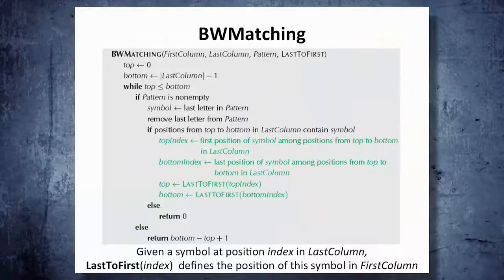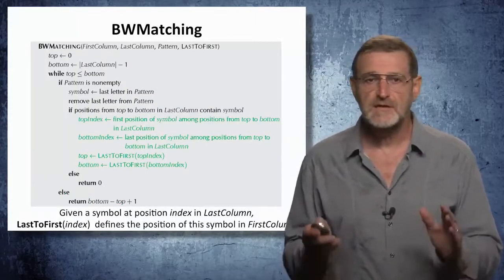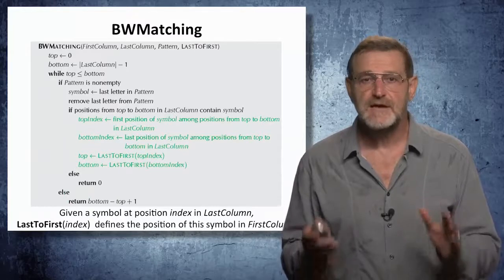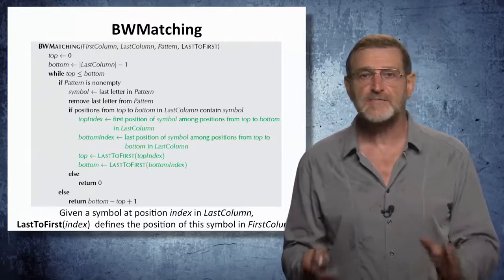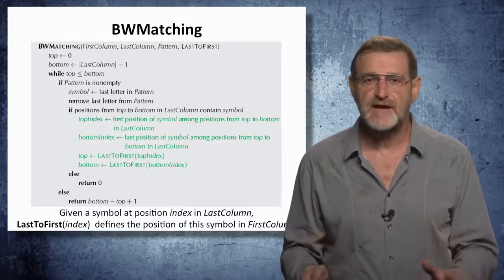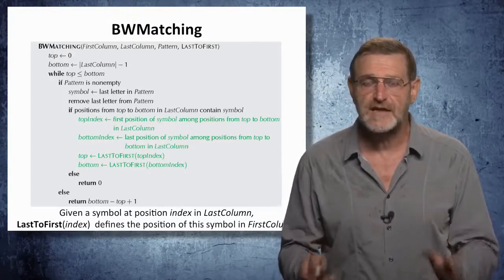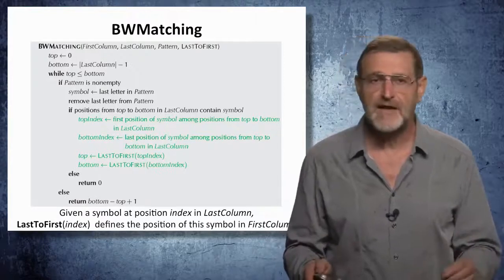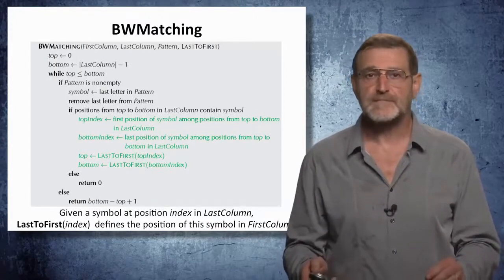The algorithm that I just described translates into the following BWMatching pseudocode. And you can see lines in green describe what we have been doing with top and bottom pointers. Note that we are using the LastToFirst array, and given a symbol at position index in the last column, LastToFirst(index) defines the position of the symbol in the first column. So it implements the first-last property.